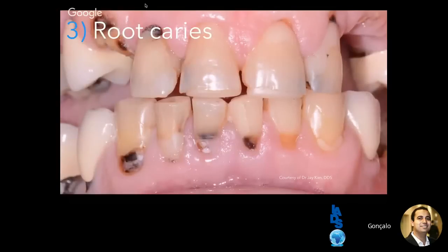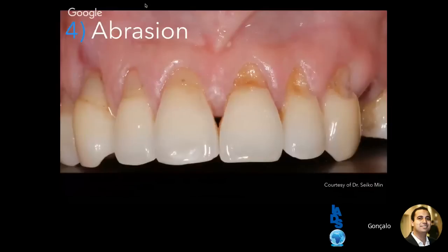Root caries. Root caries is also a problem when we have gingival recessions, because of course in patients that are caries prone, having the cementum and dentin exposed to the oral cavity might increase the risk of developing these root caries. And also abrasion. We know that the dentin and cementum don't have mechanical properties as favorable as the enamel. So of course when the patient brushes and brushes the root surface, it can cause abrasion.